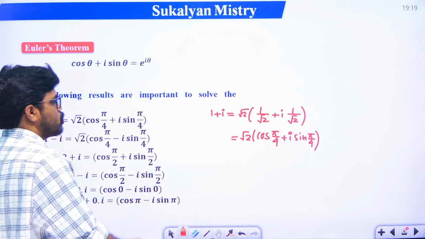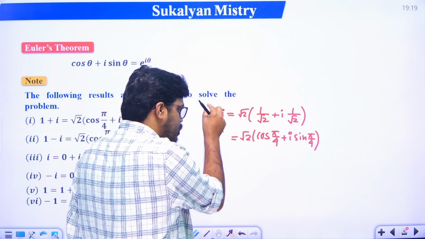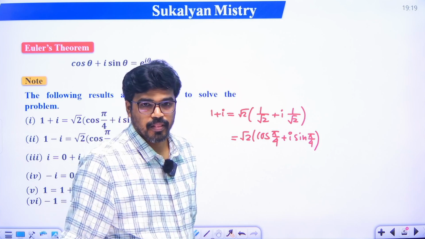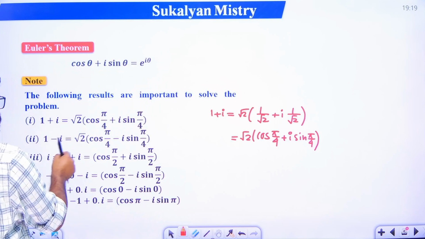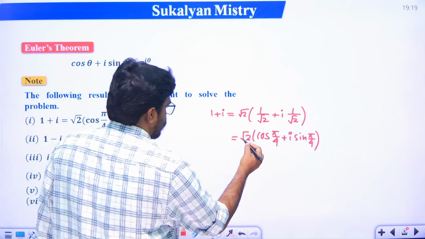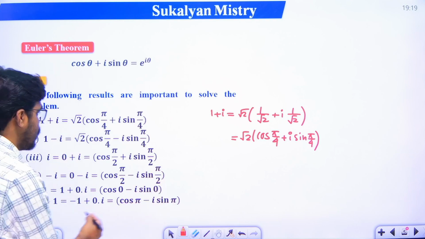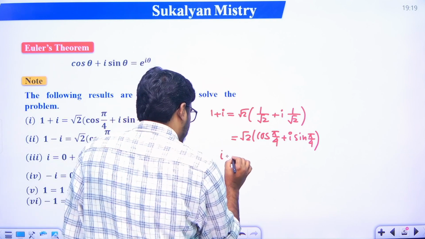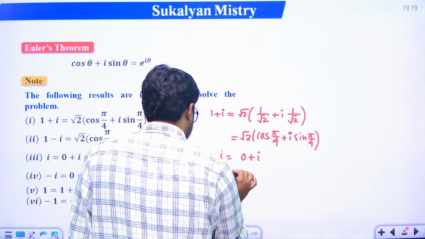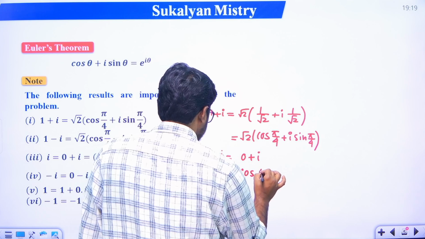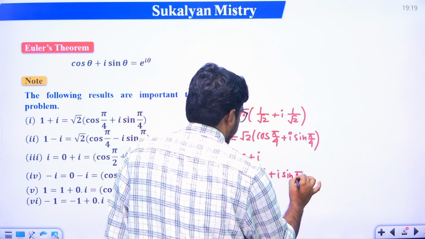So for 1 plus I, this complex number, first of all we have to convert to its polar form, that is the first step. Similarly 1 minus I can be written as root 2 into cos pi by 4 minus I sin pi by 4. Just see I, that means 0 plus I. Okay, so cos pi by 2 is 0 plus I sin pi by 2.